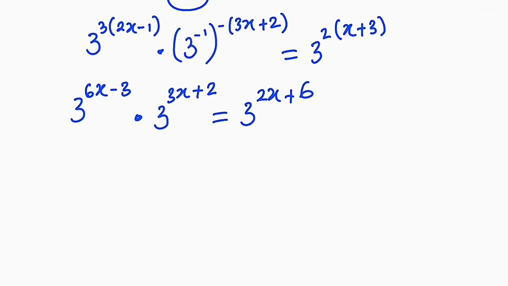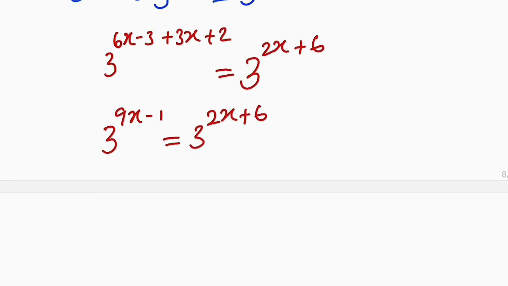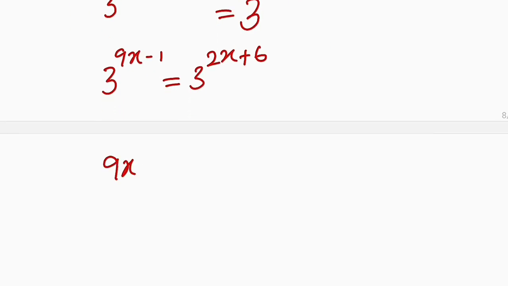So we are going to apply one of the laws of indices here, because the bases are the same and we are multiplying. Hence, we can take a base and add the exponents, 6x minus 3 plus 3x plus 2. And this is equal to 3 to the power of 2x plus 6. 6 plus 3 is 9, right? So we have 3 to the power of 9x. Minus 3 plus 2 is minus 1. So minus 1. This is equal to 3 to the power of 2x plus 6. Since the bases are the same, we are going to equate the exponents, which implies 9x minus 1 is equal to 2x plus 6.